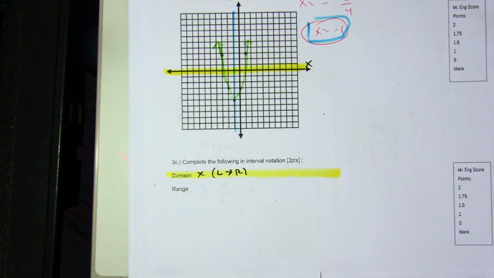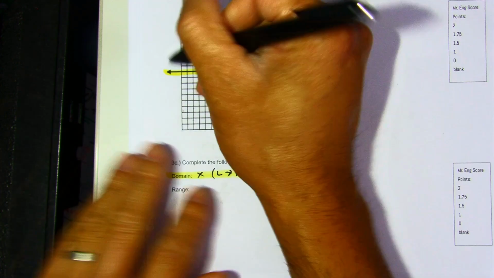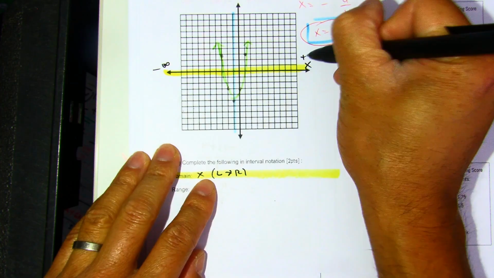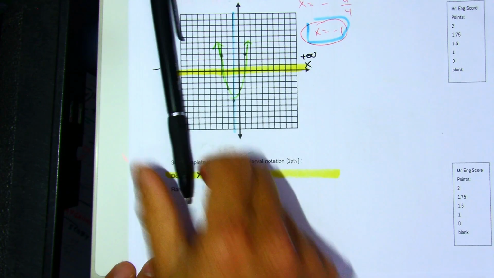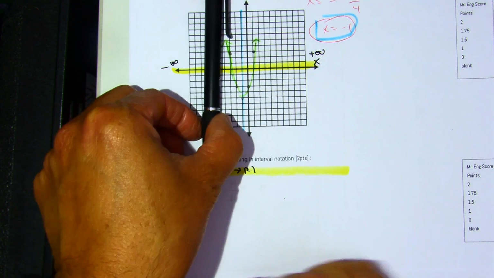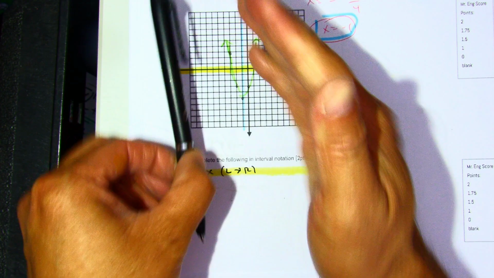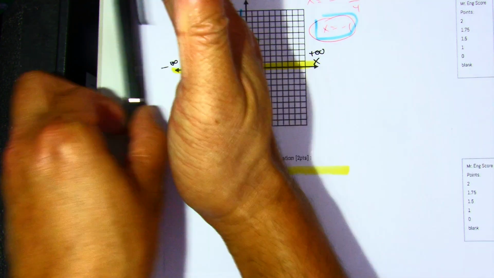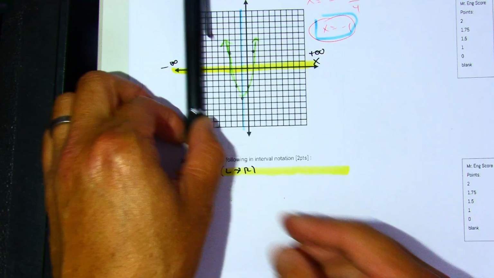First thing it touches is an arrow, which just means that the graph is going through all the negative numbers. I can pick any negative number and get a y value. Over here, I can pick any value for the input and get an output. So all negative numbers, all positive numbers, in interval notation that's called negative infinity to positive infinity.